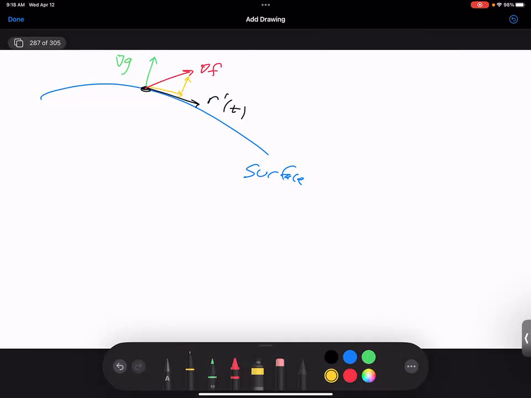If I'm staying along the surface, if I'm staying in the surface, I want to know, how is my function changing as I move just a little bit? That's a directional derivative. So how I change, if I move on the surface, the change is a directional derivative.